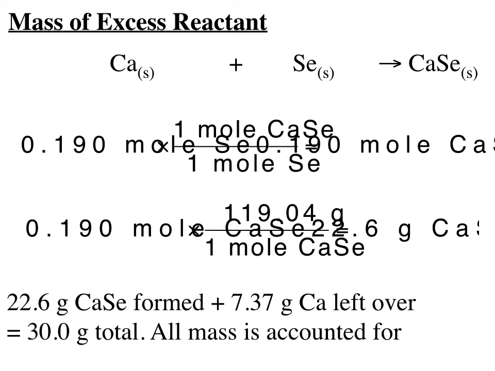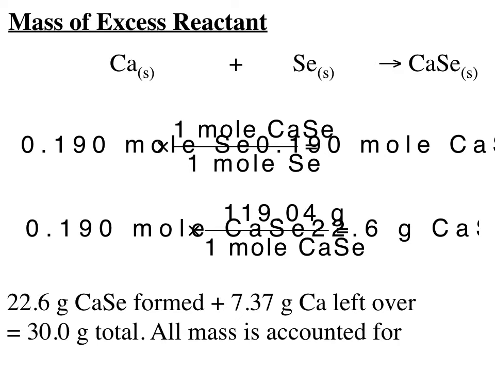So that makes a total of 22.63 grams of calcium selenide if I add the total of the limiting reagent to the missing amount of the excess reagent. But we could also determine this directly from the stoichiometry of the limiting reagent to the product. There was 0.190 mole of the limiting reagent to begin with, and because the stoichiometry of the limiting reagent to the product is 1 to 1, that means that 0.190 mole of the product molecule must be formed.